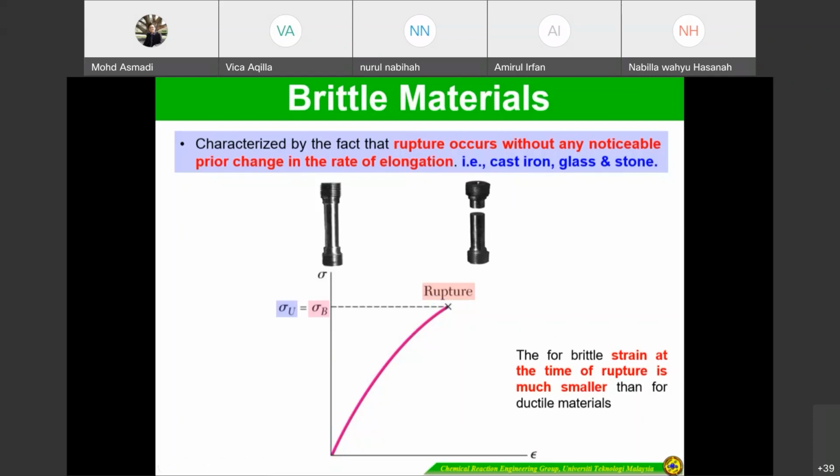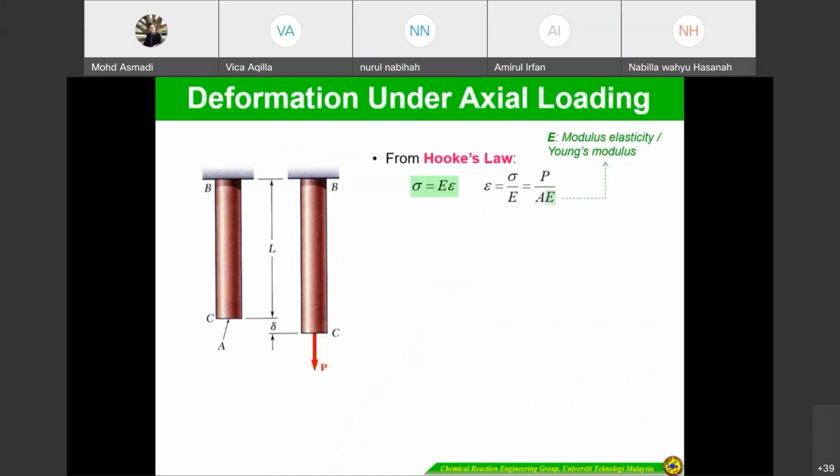Okay. Any questions? The difference between ductile and brittle materials? It's clear, right? Okay, so let's see deformation under axial loadings. Actually, we use Hooke's law.